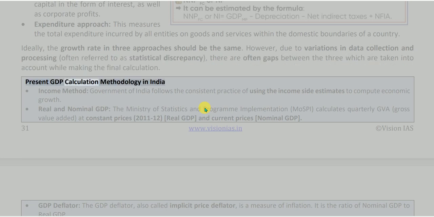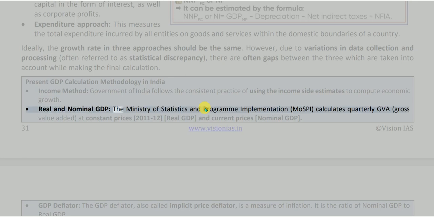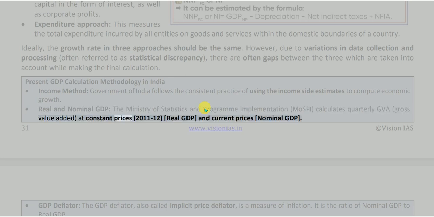Present GDP calculation methodology in India. Income method. The Government of India follows the consistent practice of using the income side estimates to compute economic growth. Real and nominal GDP. The Ministry of Statistics and Programme Implementation, MoSPI, calculates quarterly GVA, gross value added, at constant prices, 2011-12, real GDP, and current prices, nominal GDP.